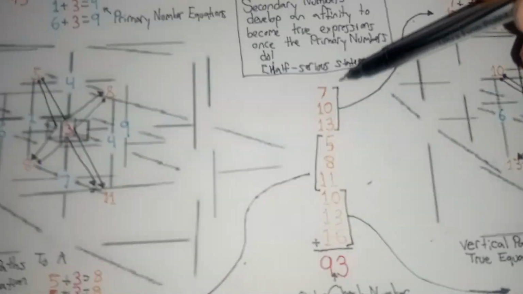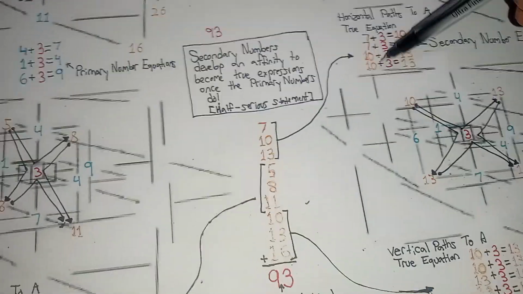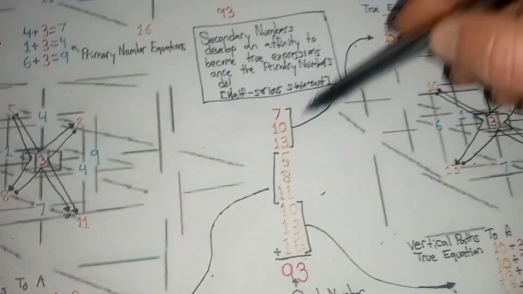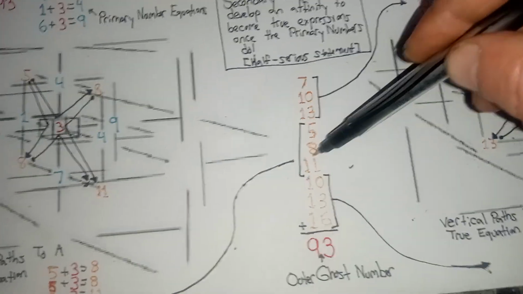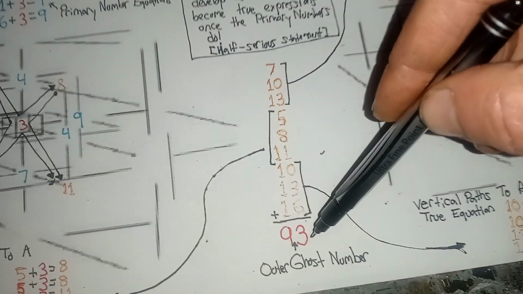So you add up one element out of each group: 7, 10, 13 out of this one, 5, 8, 11 out of this one, and 10, 13, and 16 out of this one. And you get 93, which is the outer ghost number.